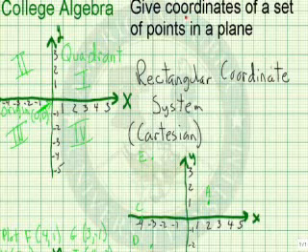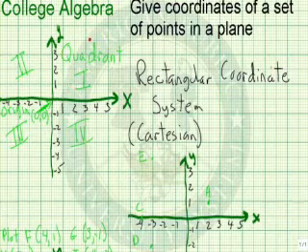We now want to be able to give coordinates of a set of points in a plane. As a matter of fact, we want to look at the entire plane. It's called the rectangular coordinate system, or the Cartesian coordinate system after its inventor, René Descartes. We start with a horizontal x-axis with a vertical y-axis, and the origin is the point where they meet, and its coordinates are 0, 0.